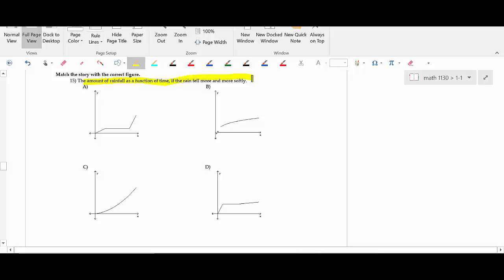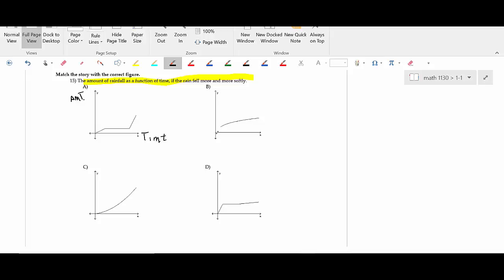So this problem says the amount of rainfall as a function of time, but it says the rain fell more and more softly as time went on. So if you were looking at this, that's time, and this y-axis is the amount. Well, let's see what this one would be. This one means that over a certain amount of time, the amount is increasing at a steady rate, right? What does this mean from here to here? It stopped raining, there's no amount. And then what happens from here to here? It starts raining, but more heavily than this, right? So that is not the answer.